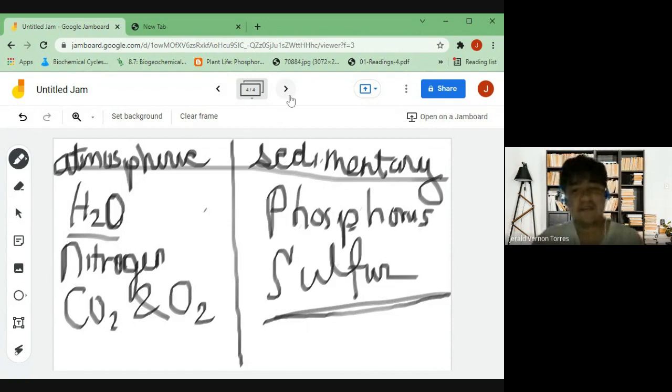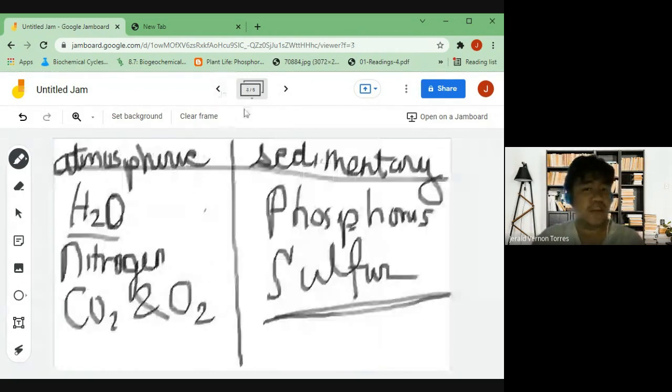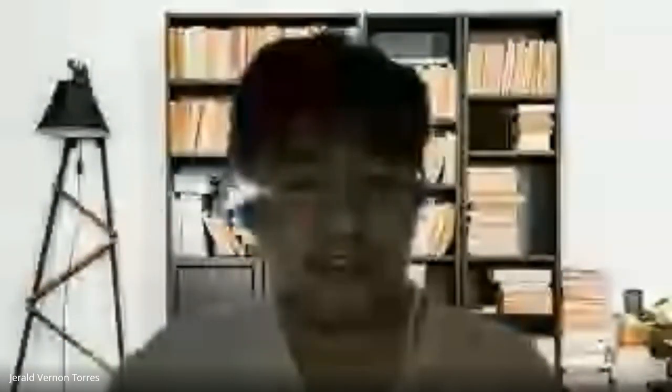Now, the question is, how do we compute the time that they spend in their reservoir? Okay, I will show you an illustration to understand what I'm saying.